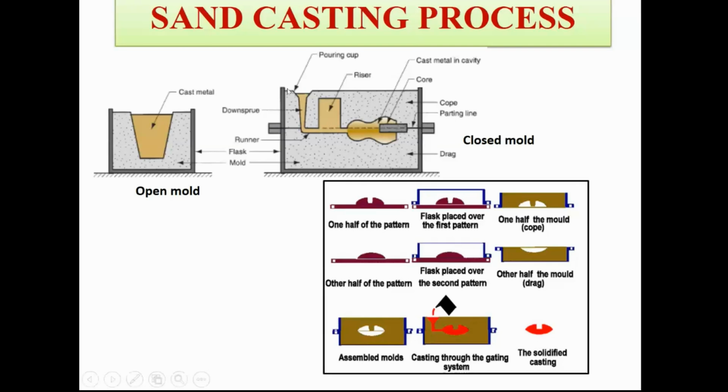Here you can see the opening or entry through which your molten metal is poured. This is called the pouring cup or the pouring basin. When the metal is poured at this location, under the action of gravity, it flows down through a narrow channel, which is called a sprue or down sprue, and then it flows through a horizontal channel, which is called the runner.